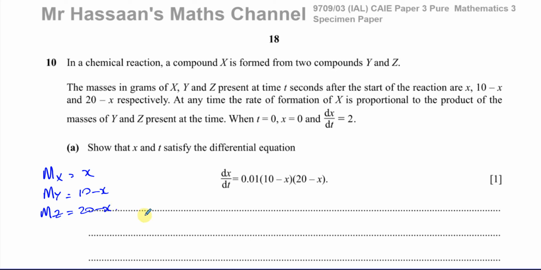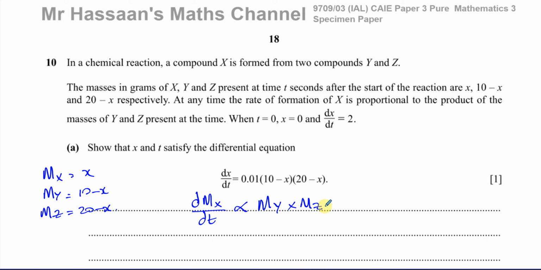Alright, they've told us that at any time the rate of formation of X is proportional to the product of the masses of Y and Z present at the time. Okay, so the rate of formation of X. So you can say the rate of change of the mass of X with respect to time is proportional to the product of the mass of Y and the mass of Z.